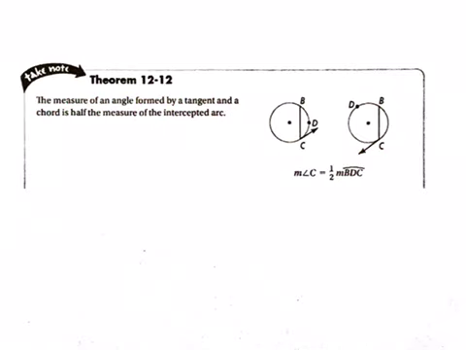Theorem 12.12. The measure of an angle formed by a tangent and a chord is half the measure of the intercepted arc. So it's just like the inscribed angles for the most part, except this isn't technically called an inscribed angle. But if the vertex of your angle lies on the circle, then it's going to be half the arc it cuts.